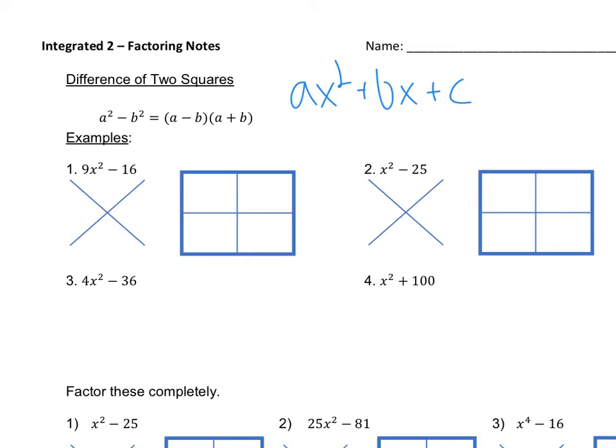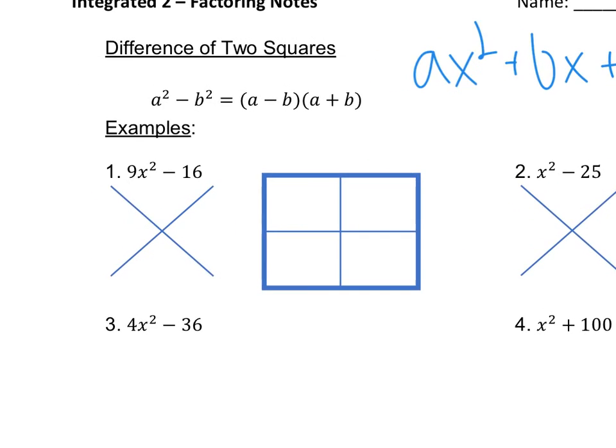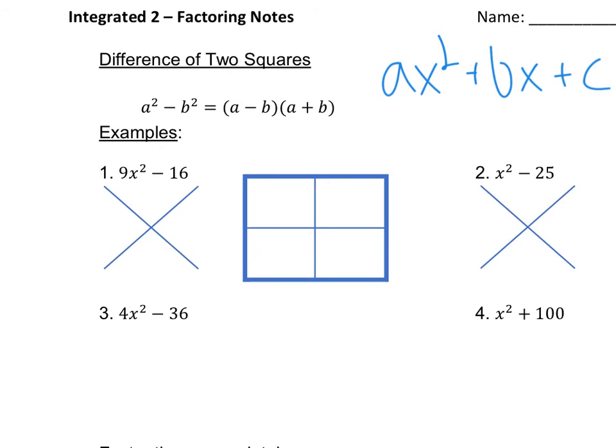As I look at number 1, what's our a? 9. And what is our c? Negative 16. So 9 times negative 16 is negative 144.